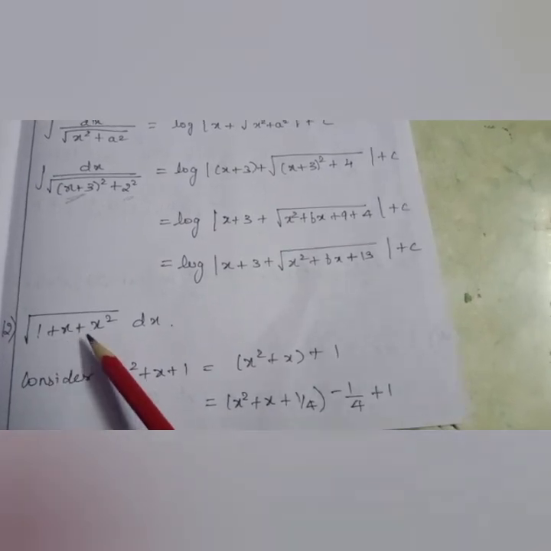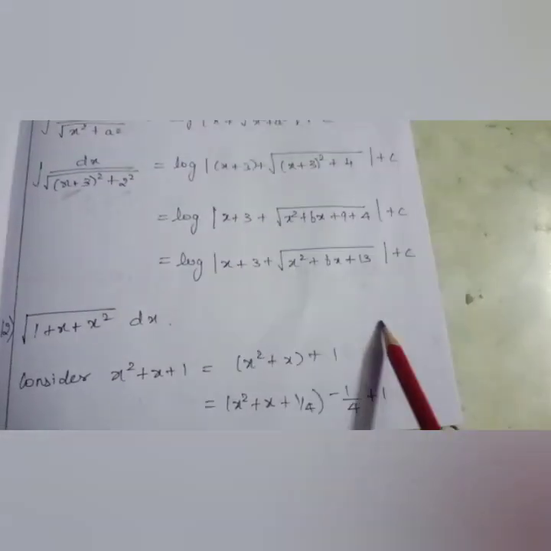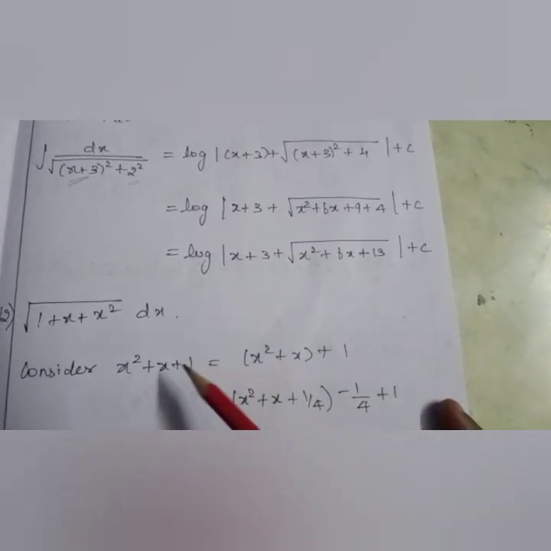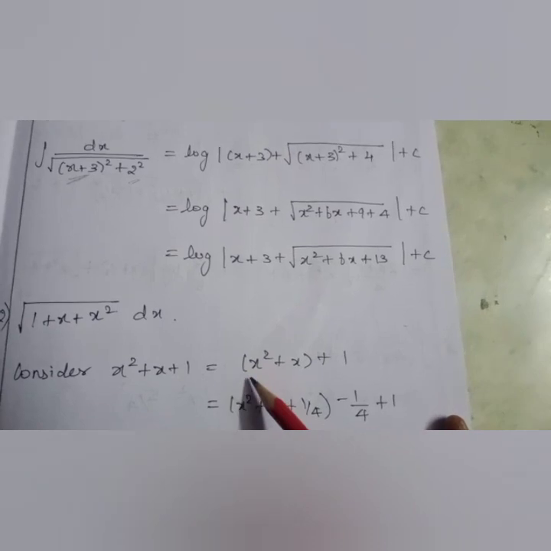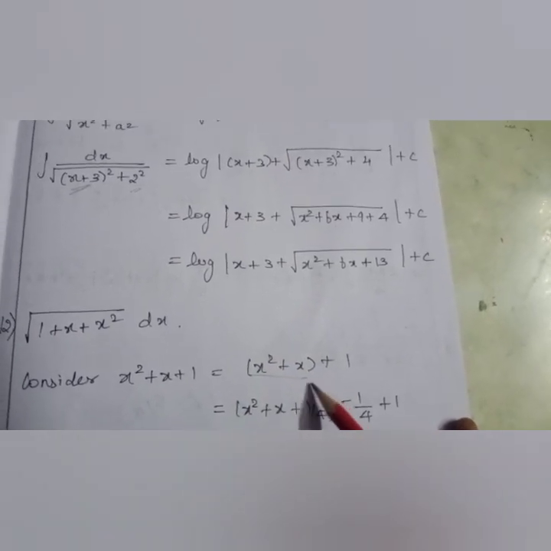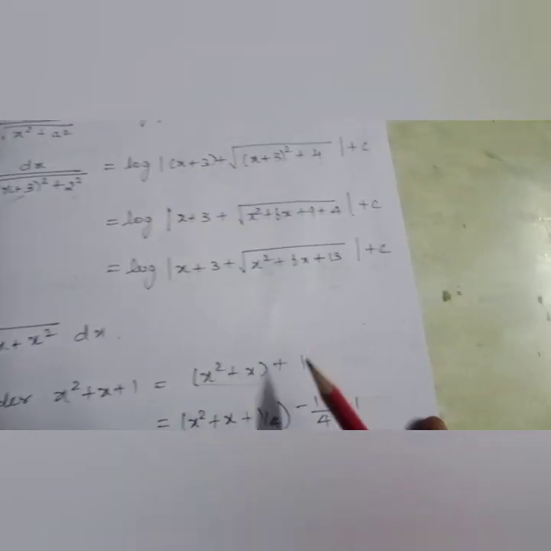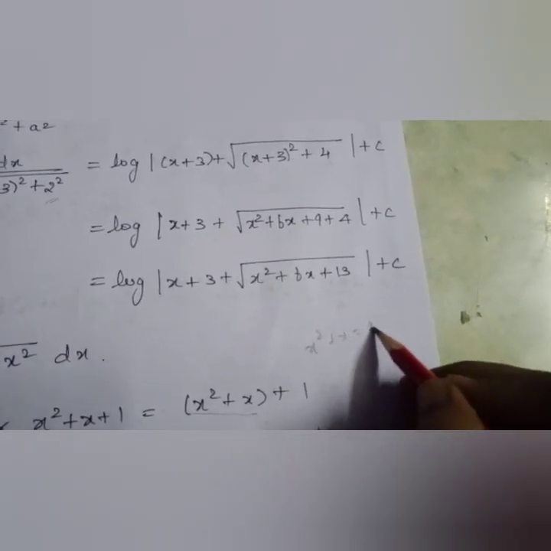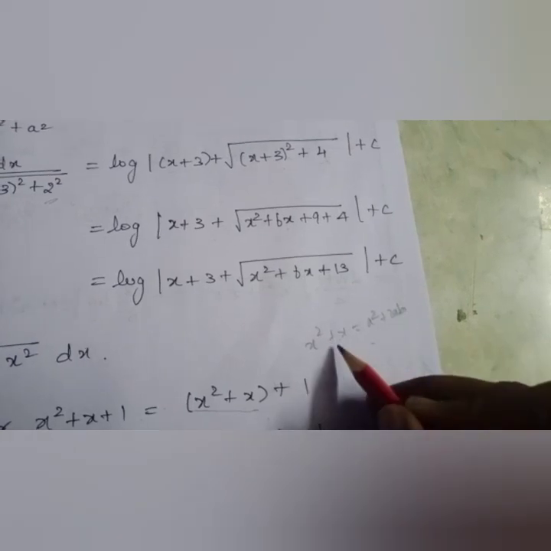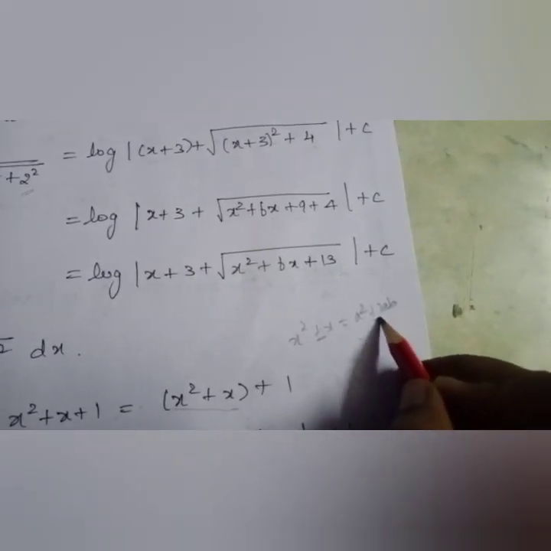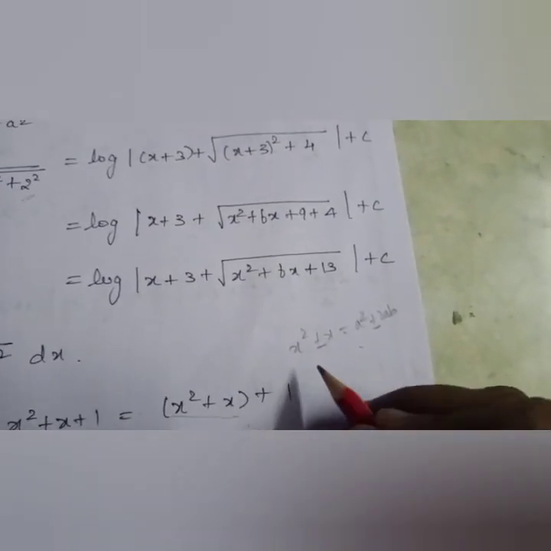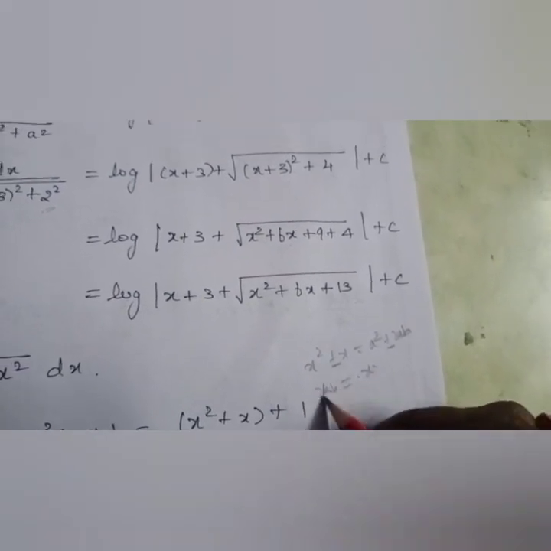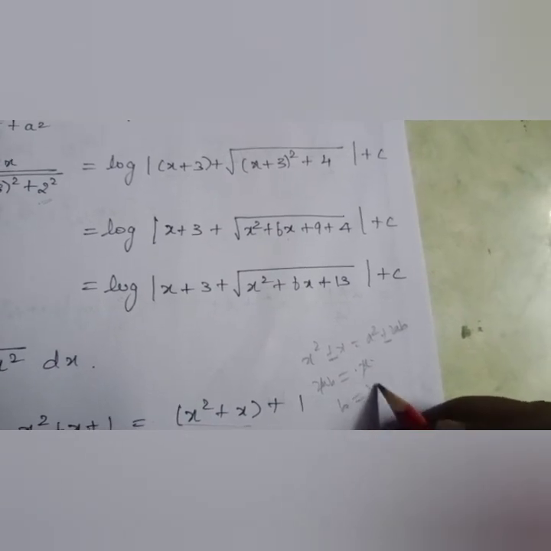Integral root of 1 plus x square dx. So as usual, we will first consider the expression. I am rewriting it as x square plus x plus 1, and I will consider x square plus x. I will try the completing the square method. So now I will compare x square plus x with a square plus 2ab. If it is plus here, I will compare with plus 2ab; minus means I will compare with minus 2ab. So plus 2ab is equal to x. Okay, so a and x will get cancelled. So b is equal to 1 by 2.